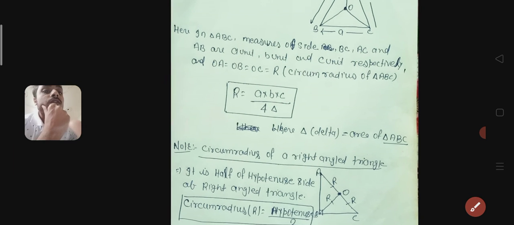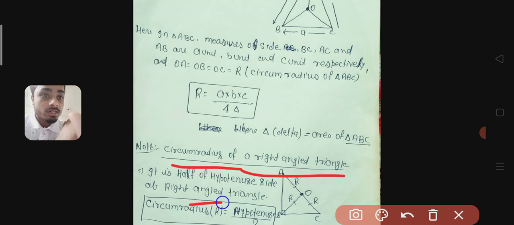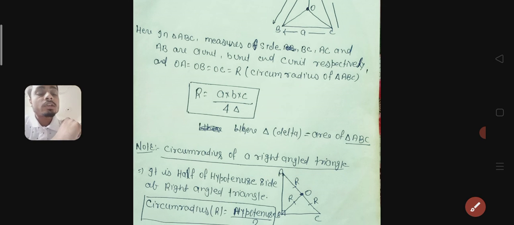So this is the whole concept. The circumradius of a right angle triangle is half of the hypotenuse. If you ask anyone what the circumradius of a right angle triangle is, it will be half the length of the hypotenuse.